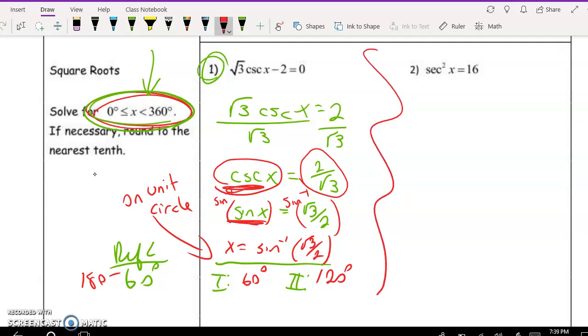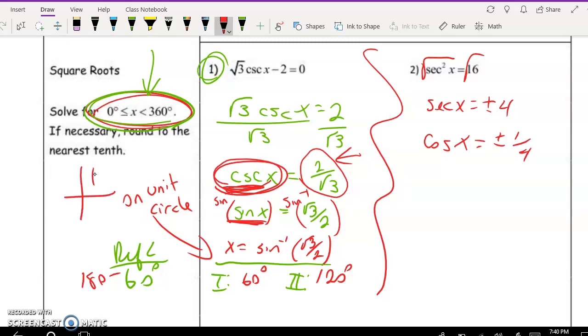Okay, so for this one, we'll go ahead and do this one together really quickly. So I can take the square root of both of them. So I get secant of x equals plus or minus 4. So just like I did over here, I'm going to change that to cosine of x equals plus or minus 1/4. So again, I'm looking at all 4 quadrants when I do this. So I know that I'm going to have 4 answers. So I am looking for the inverse cosine of 1/4.